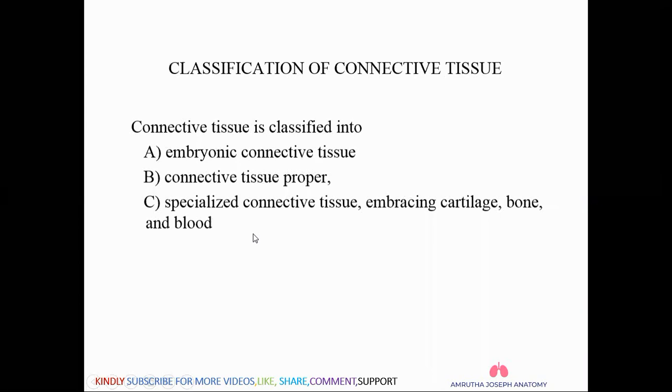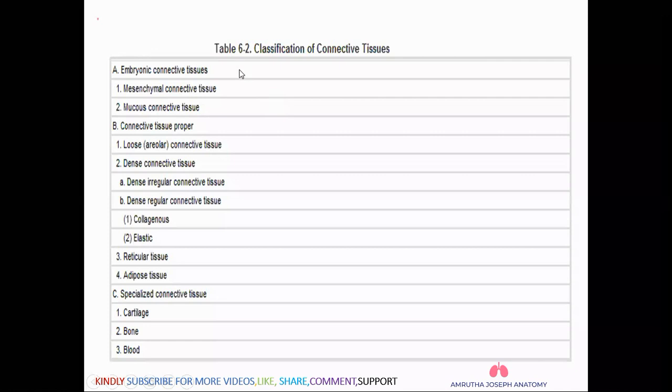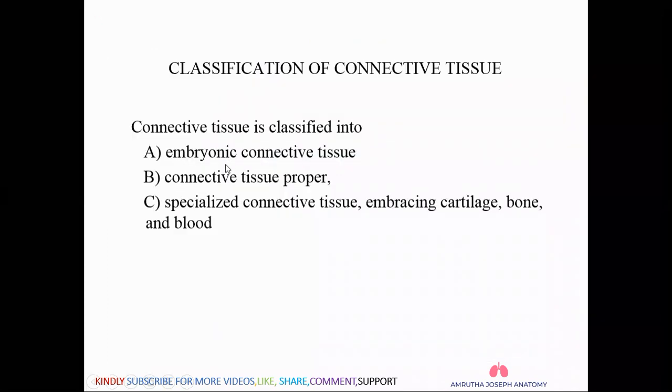Now let's see the classification of connective tissue. It is broadly classified into three: embryonic connective tissue, connective tissue proper, and specialized connective tissue, where we are going to discuss cartilage, bone, and blood. The specialized connective tissue will be a separate class where you can see all these things in detail. Now let's see the other divisions. So this is the broad classification of three.